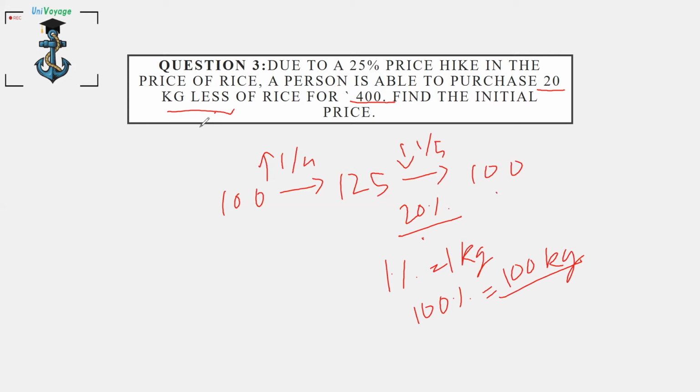All right, so if the price increases, you will have to reduce the consumption naturally. So if the price increased by 1 by 4, you need to reduce it by 1 by 5. Similarly, anything that goes up by 1 by x, you need to reduce it by 1 by x plus 1. So again, 400 for 100 kgs. So the original price was 4 rupees per kg. Cool.